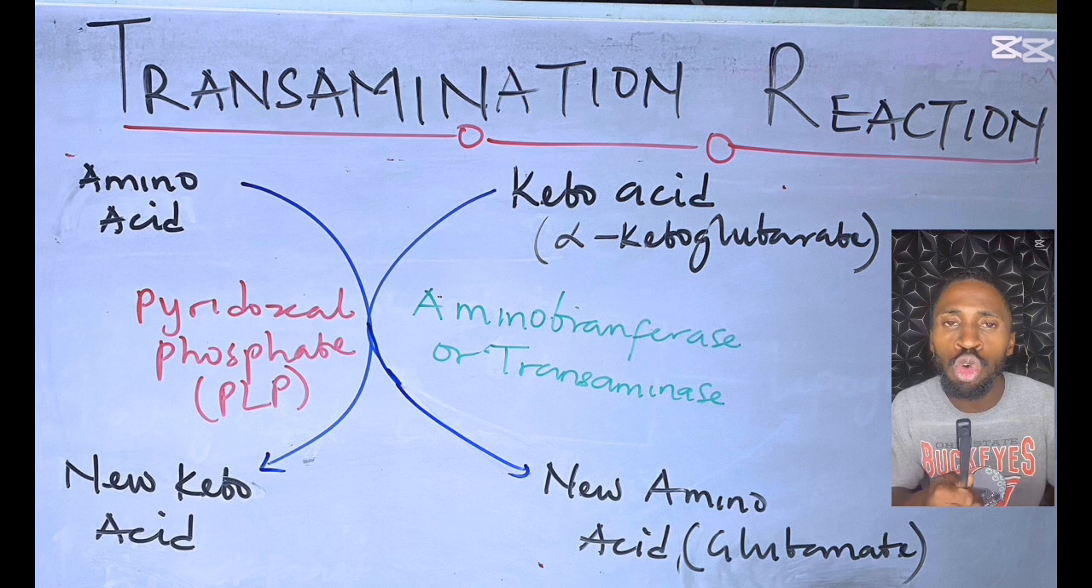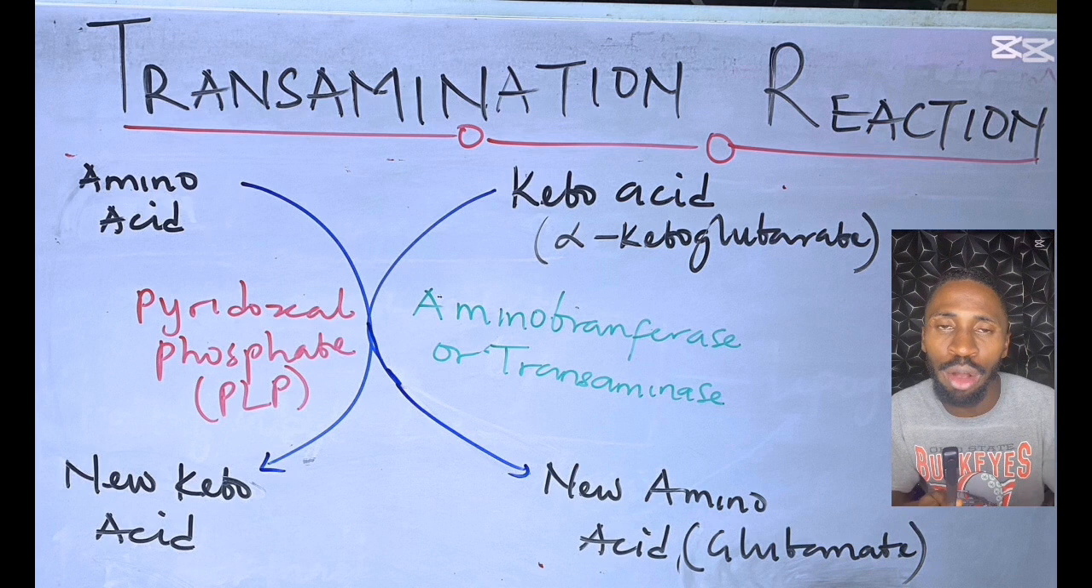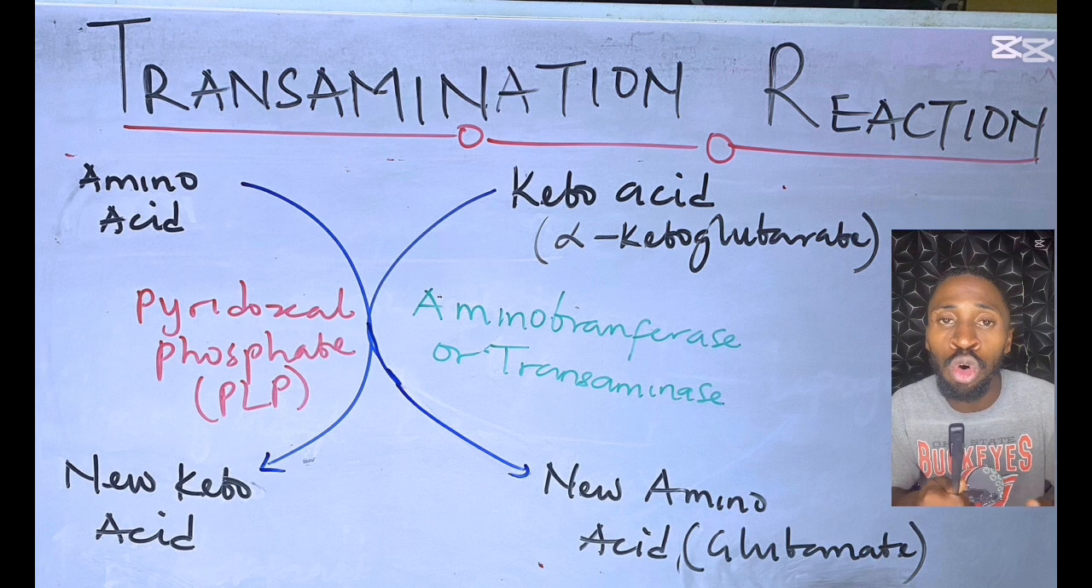Simple. Now usually the keto acid is alpha ketoglutarate, because the enzyme transaminase or aminotransferase uses alpha ketoglutarate as the acceptor. So alpha ketoglutarate accepts the amino group from the amino acid and turns into a new amino acid. Then the amino acid that gives out the amino group becomes a keto acid. Simple. So the enzyme is the transaminase or aminotransferase. The amino acid usually goes with the same name as the transaminase enzyme.